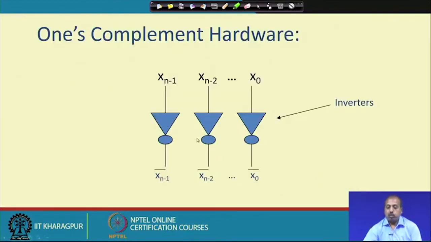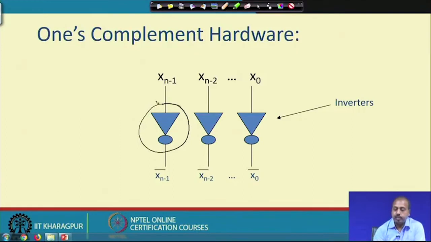So, 1's complement implementation is very simple. We are not yet familiar with these symbols, but we will see after a few classes that they are actually the inverters. Inverter means whatever value you give, it just complements that bit and produces the output. If you give a 1 here, you will get a 0 here; if you put a 0 here, you will get a 1 here. So, that is what we need for 1's complement. For 1's complementing, the hardware is very simple.